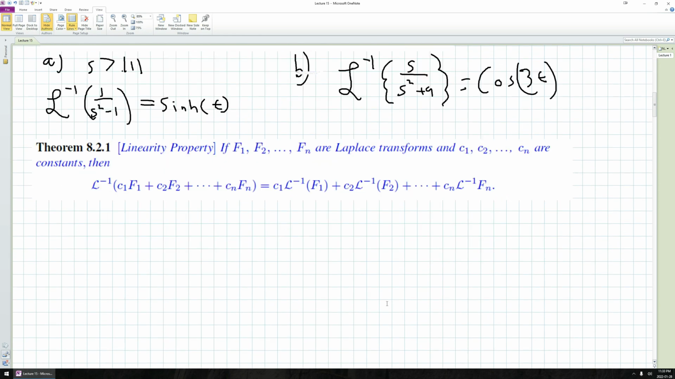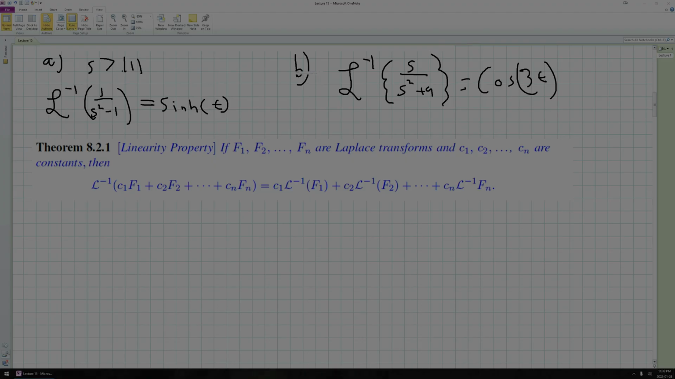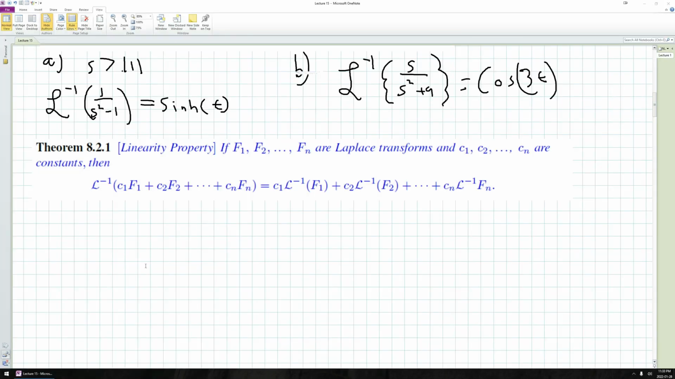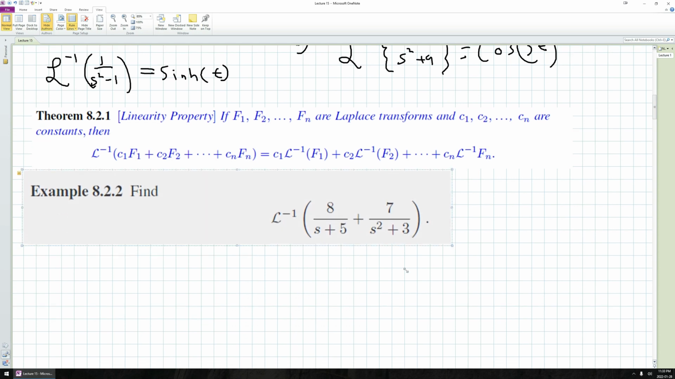But that's the basic idea. You don't need a proof for it, but there you go. So let's do another example here. This example, again from the text, 8.2.2: find the Laplace transform of this sum here.